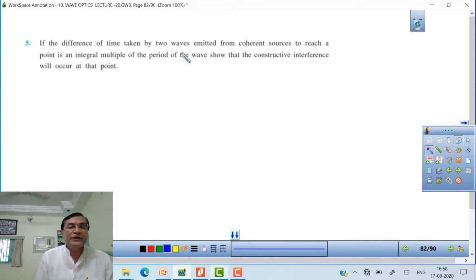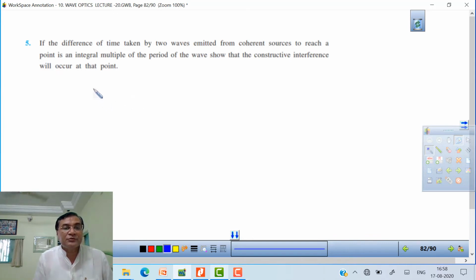If the difference of time taken by two waves emitted from coherent sources to reach a point is an integer multiple of the periodic time, then show that constructive interference will take place. We know that constructive interference is possible when the path difference is n lambda, or you can say that the phase difference is an integer multiple of 2 pi, whatever it may be. So we have to find the path difference in terms of wavelength.